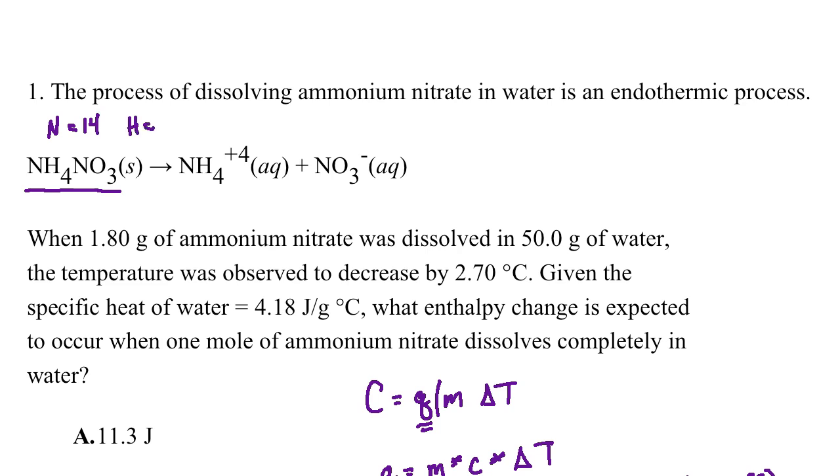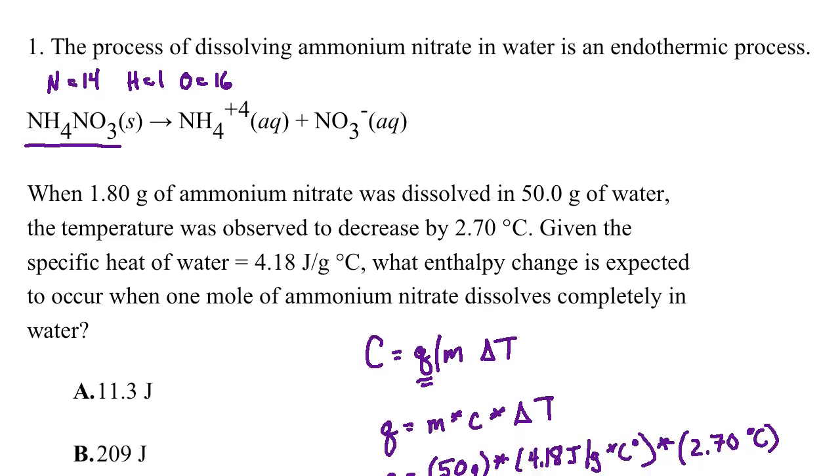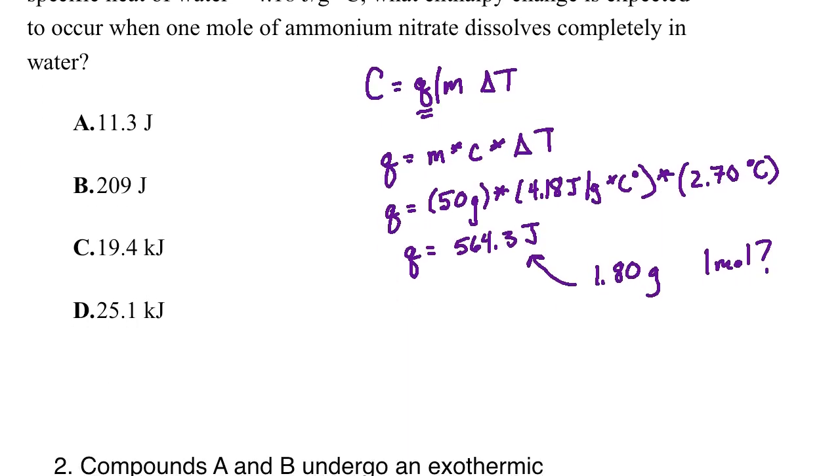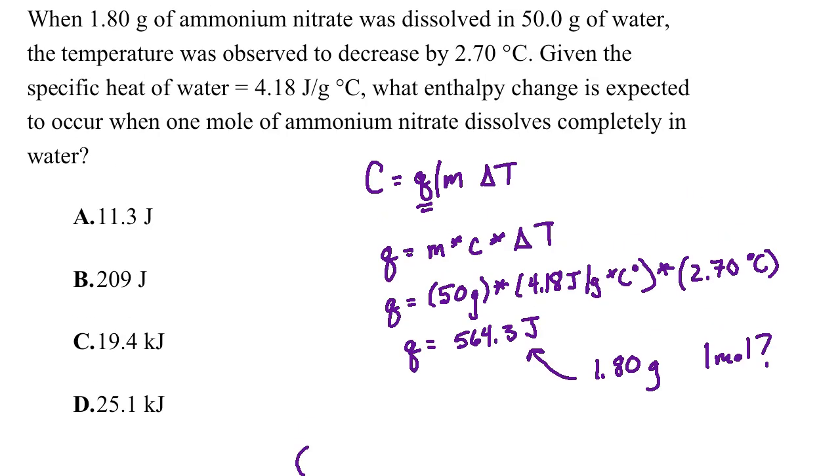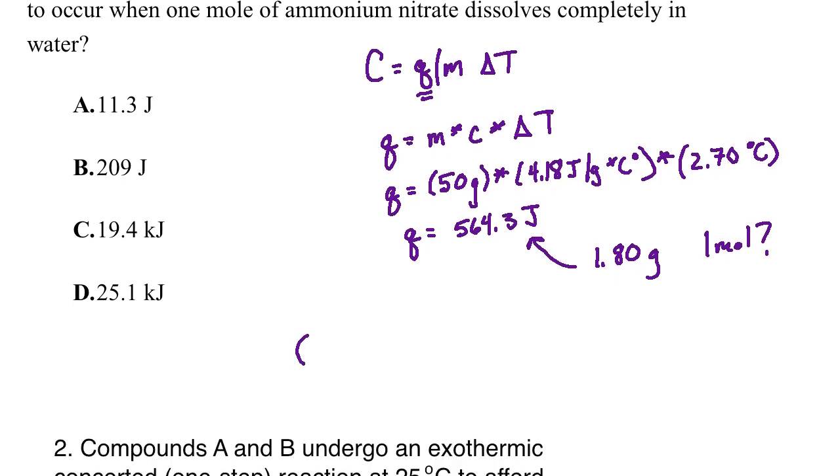Hydrogen is equal to 1, and oxygen is equal to 16. So if you did some quick adding and multiplication, you should come up with 80 grams per mole when you were working on this. So what we would do at that point is we would say, all right, I want this to be in joules per mole, right? Because it says when 1 mole of ammonium nitrate dissolves completely in water. So I have to get this relative to the mole amount.